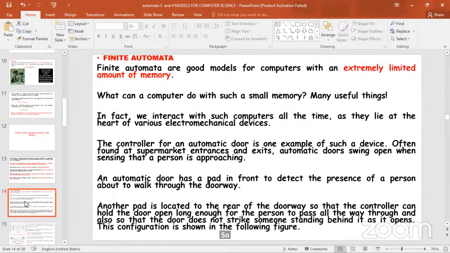Finite state automata are good models. We have established that a finite state automaton is a model for computers, and the aspect that we want to concern ourselves with is that it has an extremely limited amount of memory. So we want to look at the memory aspect of the computer itself. That's the aspect we want to look at.